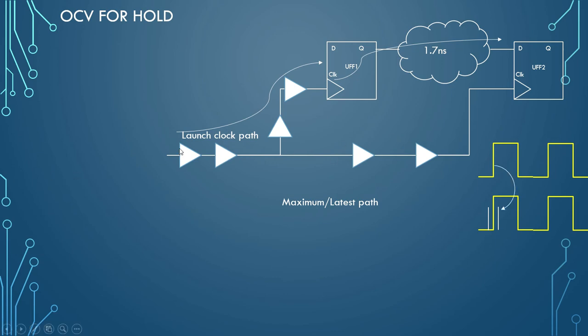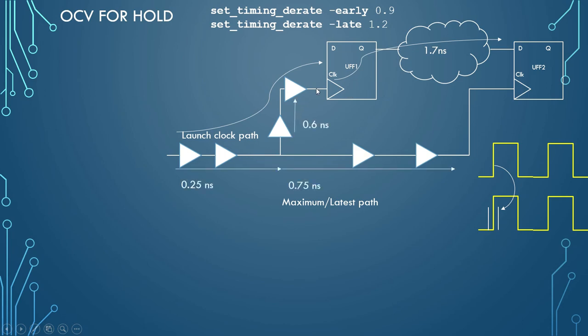Now let us assume that we are trying to apply the derates, and the derate values are these. So we are trying to apply an early derate of 0.9. That means we are trying to pull this launch clock path and this data path by 10%, and the late derate means we are trying to push the capture clock path by 20%. And now let us assume that we have these values in the capture clock and launch clock path.